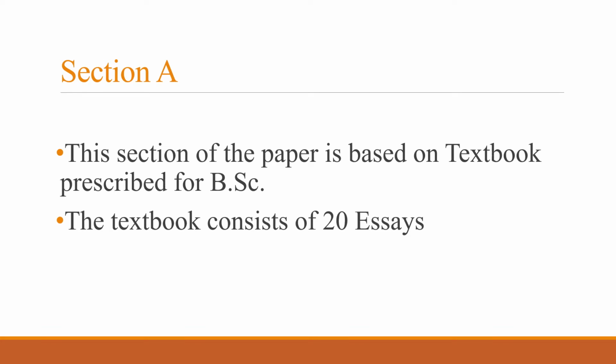Here comes section A. This section of the paper is based on the textbook prescribed for B.Sc. So the first section, section A, which carries 50 marks, is based upon the textbook. There is only one textbook for B.Sc English, and the paper of 50 marks, that is section A, is set from the textbook.